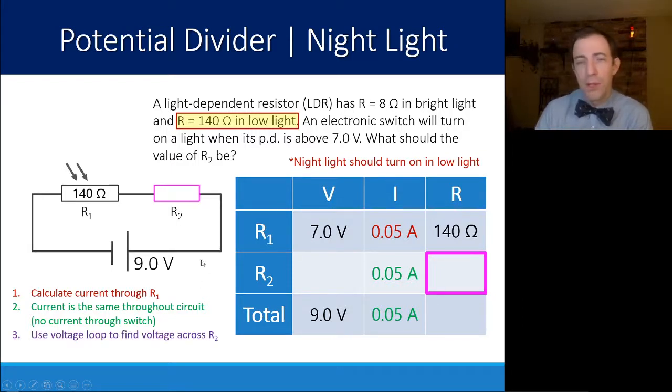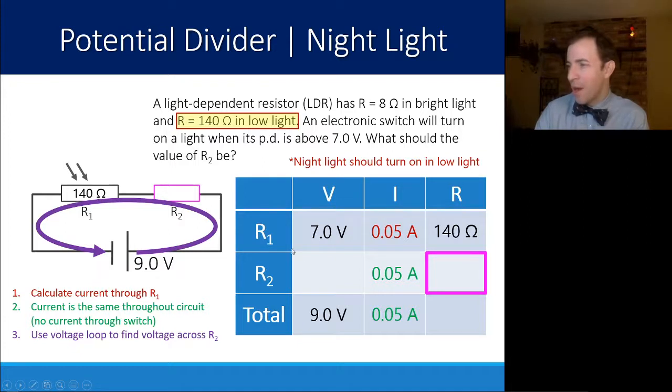Next, I can use a voltage loop to figure out what the voltage across R2 has to be. This loop here says that the voltage provided has to equal the voltage dissipated. I already figured out that R1 had to be 7 volts because that's what the electronic switch was measuring. So of the total 9 volts, 7 already gets used by R1. So that means that R2 has to have 2 volts being used. It's kind of like looking at that waterfall: each one uses part of that 9 volts. Well, 7 was already used, so the only thing remaining is 2 volts.